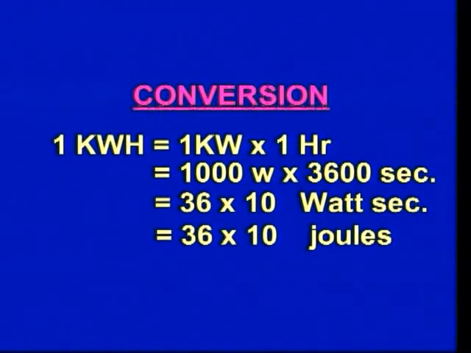As 500 watt is equal to 500 by 1000 kilowatt, that is 0.5 kilowatt. The energy consumption is equal to 0.5 kilowatt into 10 hours. This becomes 5 kilowatt hours, that means 5 units.